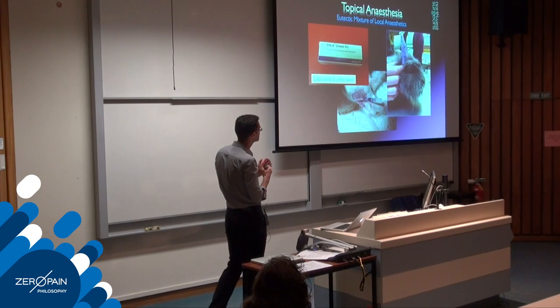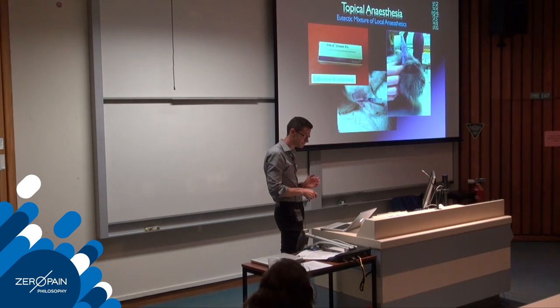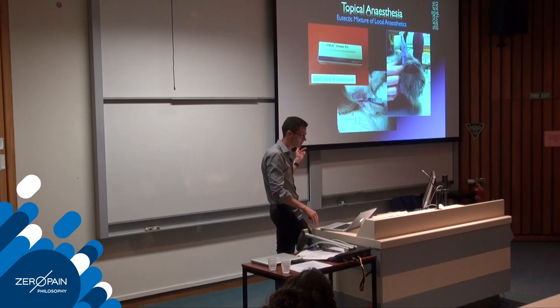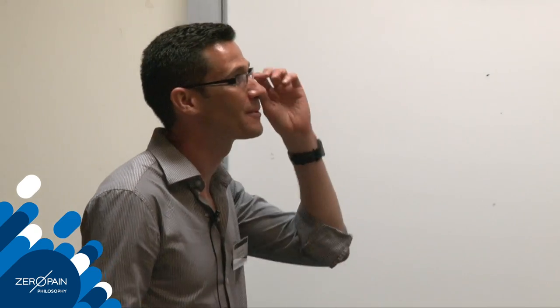lot easier to hit. I don't really think there's any point in putting Emla cream on and then pre-medding the patient with an opioid and then putting an IV catheter in, because they should have really good analgesia from the opioid and not really need the Emla cream. I keep trying to explain this to the nurses, but they don't really get it.